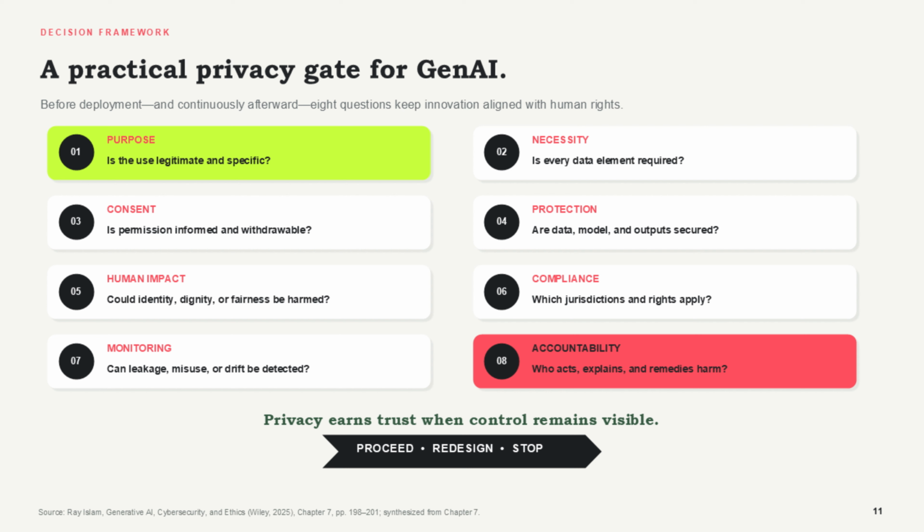This is a gate, not a decorative checklist. The answer may be proceed, redesign, or stop. And because GenAI systems and threats evolve, the gate must reopen throughout the life cycle. Chapter 7's final message is energetic but disciplined. Innovation and privacy are not enemies. Trust grows when people can see that control, consent, security, and accountability remain attached to the technology.